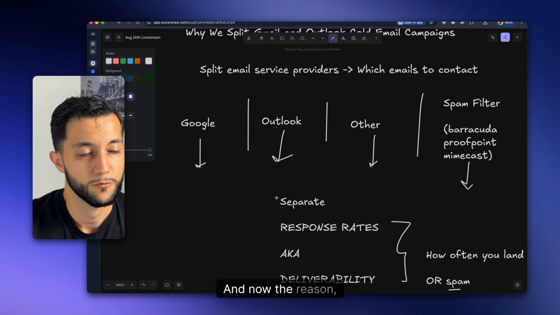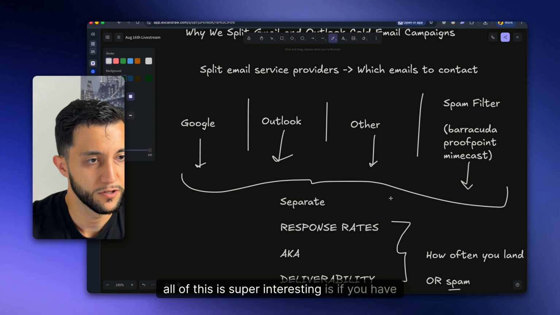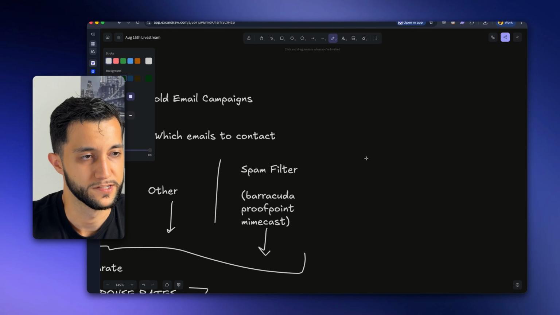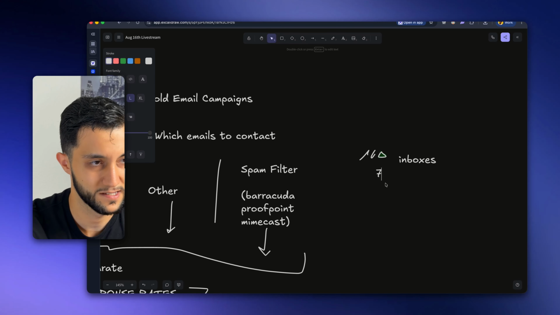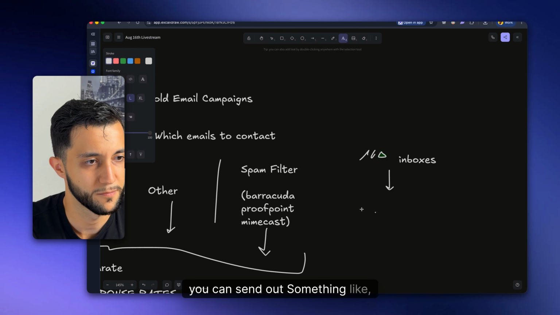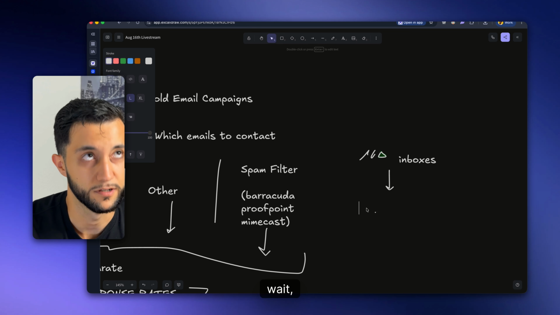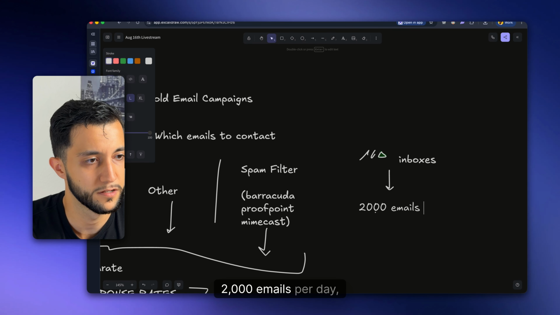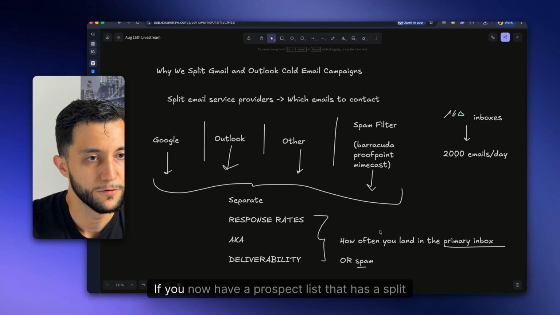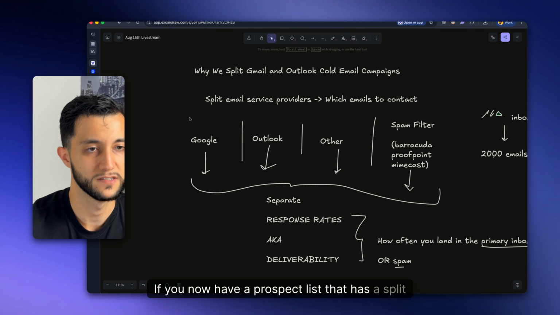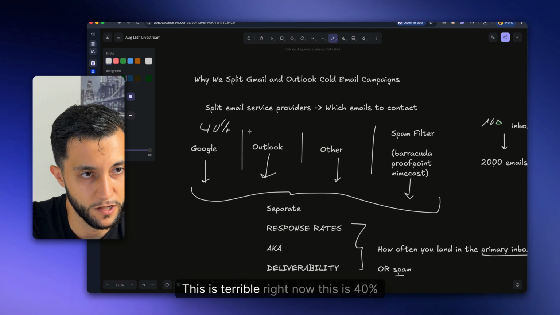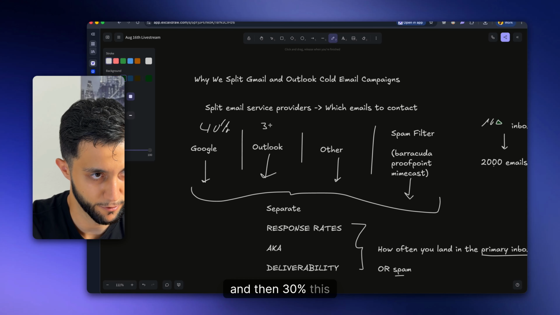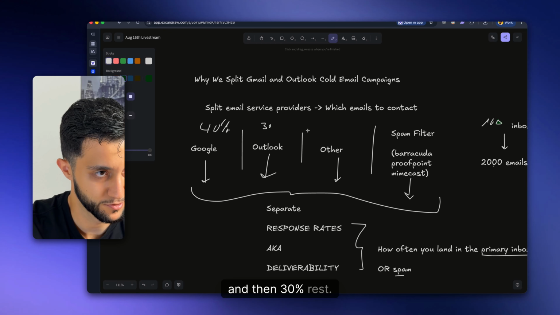And now, the reason all of this is super interesting is if you have, say, 100 different inboxes, right? 100 inboxes. You can send out something like, I think, 2,000 emails per day, right? If you now have a prospect list that has a split of 40% this, and then 30% this, and then 30% rest, right?